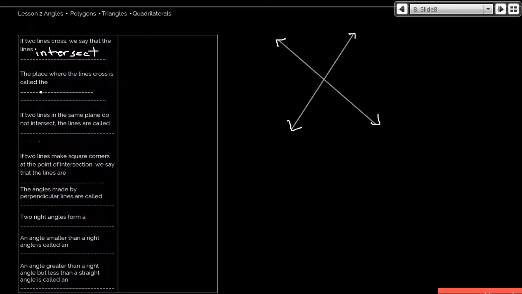The place where the lines cross is called the point of intersection. You probably learned most of this before, but right here is called the point of intersection.